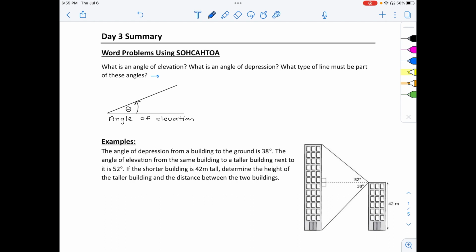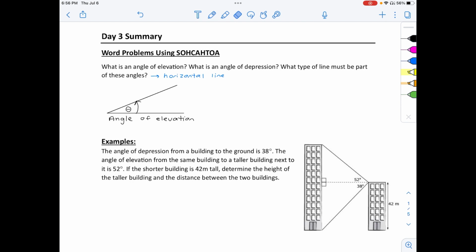Okay, so sometimes the horizontal is the ground. Oftentimes it is. Sometimes it is an imaginary horizontal line that we draw. It just depends on the scenario, and we'll look at a few examples on how we can set up the diagrams. Okay, so that is the angle of elevation.